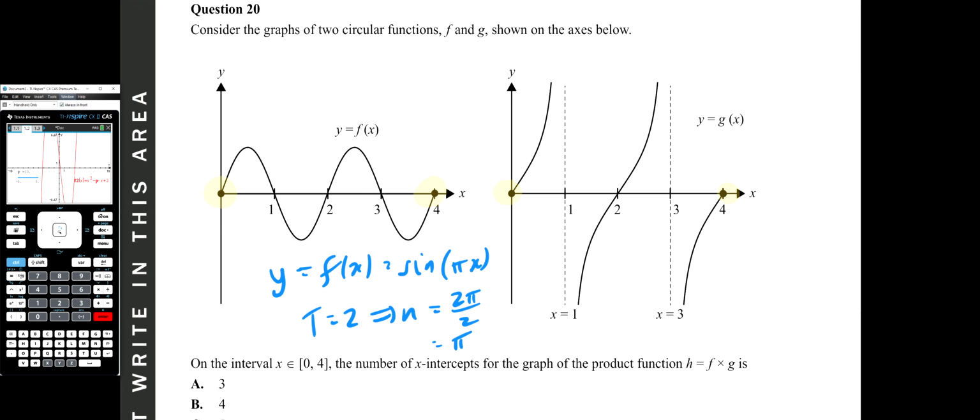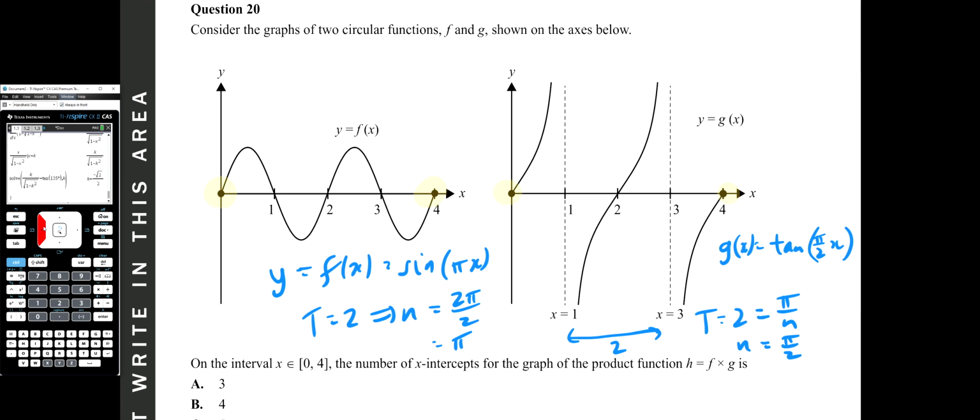Now for the second one, we've got g(x), again that equals something tan of something x. What is that something? Well, as you can see, the asymptotes are 2 apart, so the period of this is also 2, but because tan has a period of pi over n rather than 2 pi over n, that's pi over n, and n would equal pi over 2. There we go. So tan of pi over 2 x. So you can answer this question graphically or on a calculator page.